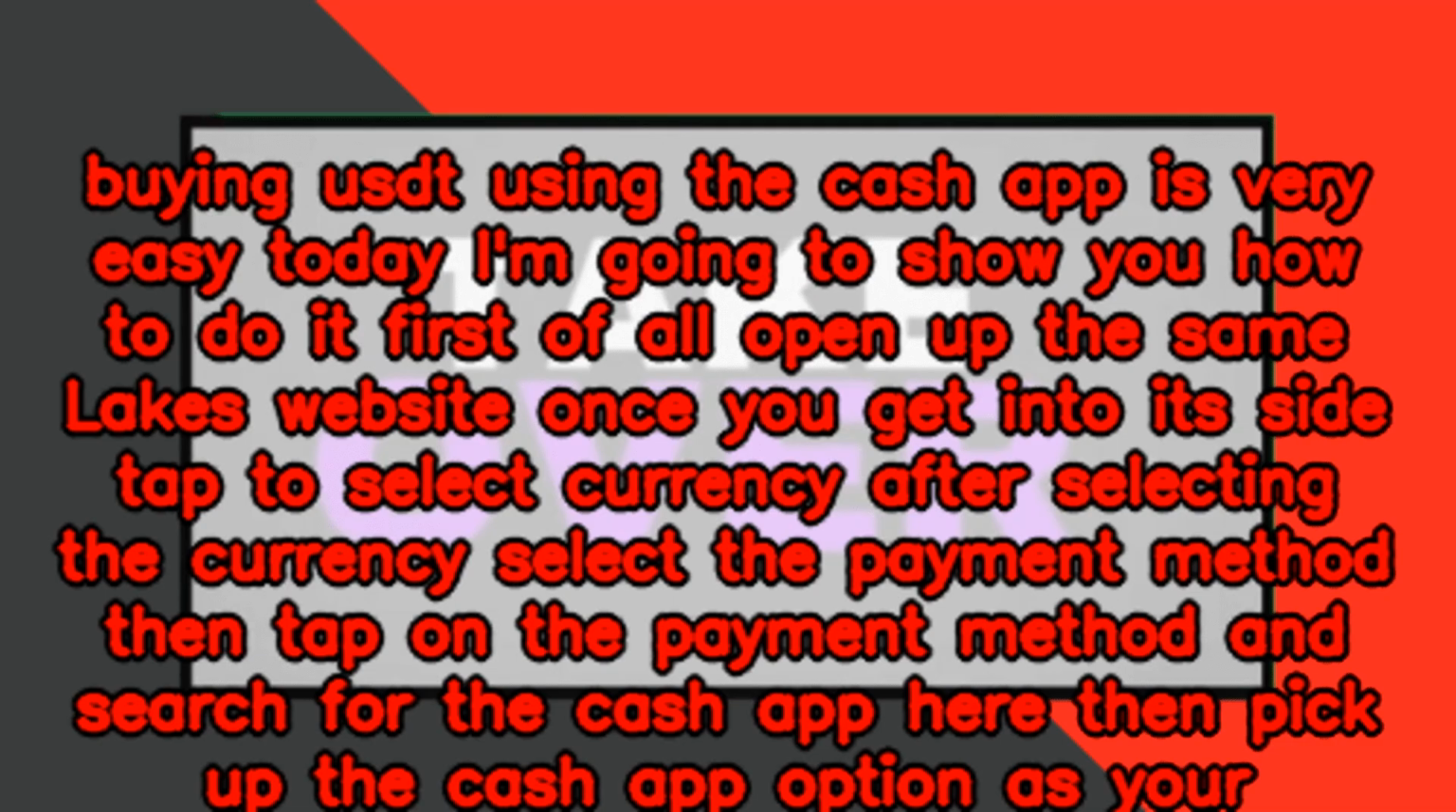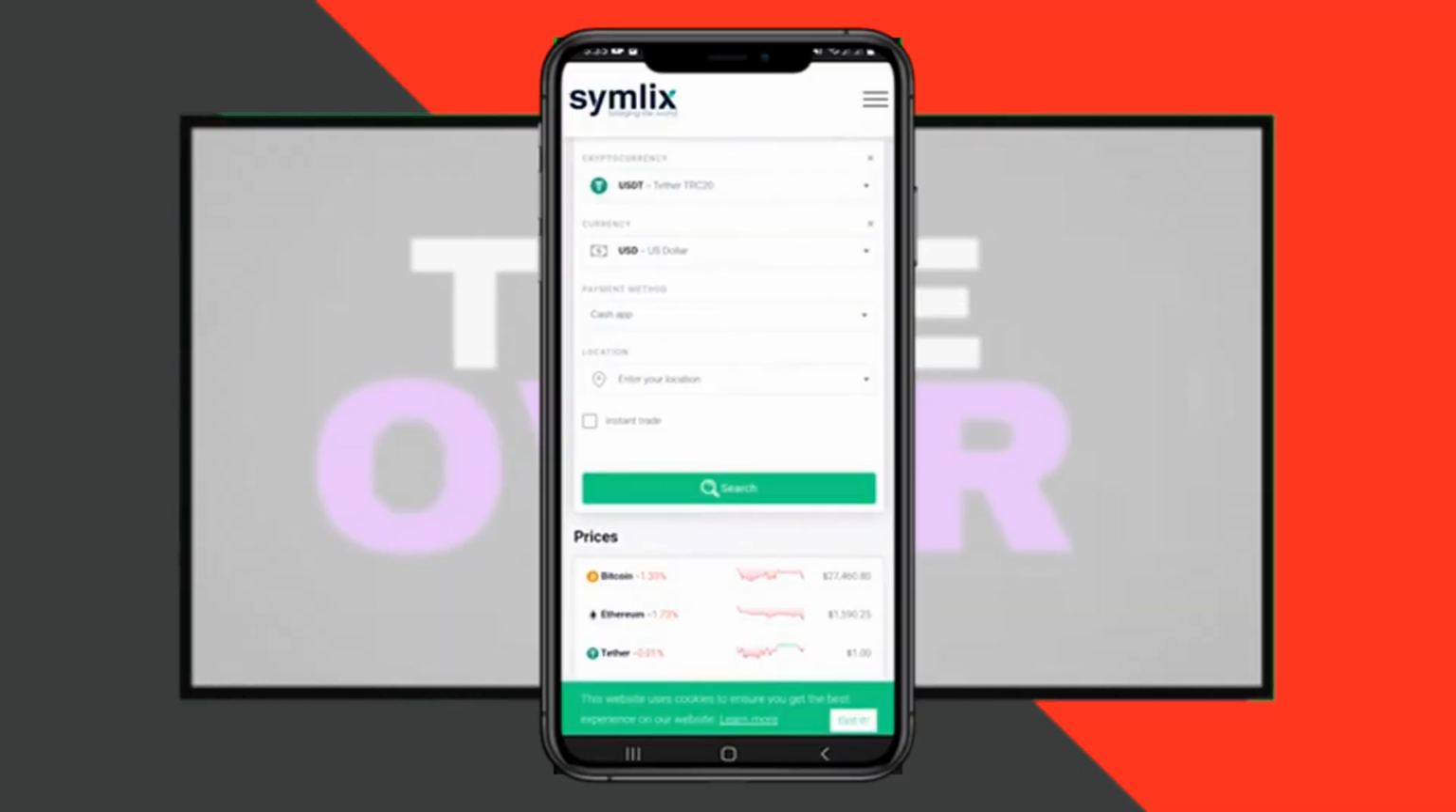After selecting the currency, select the payment method, then tap on the payment method and search for the Cash App. Then pick the Cash App option as your payment method and click to search for it.